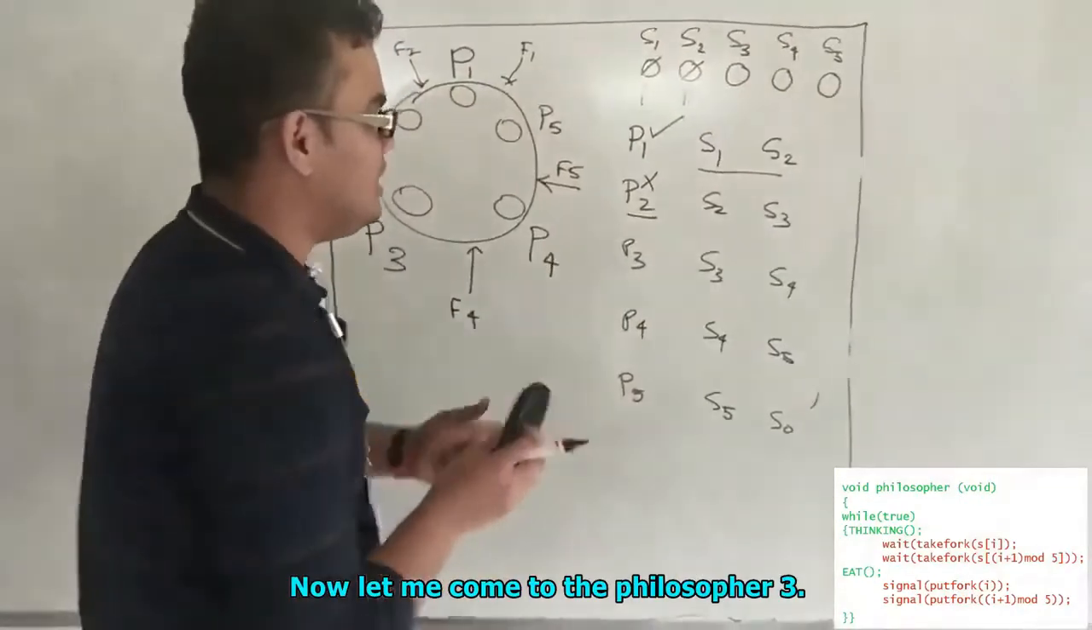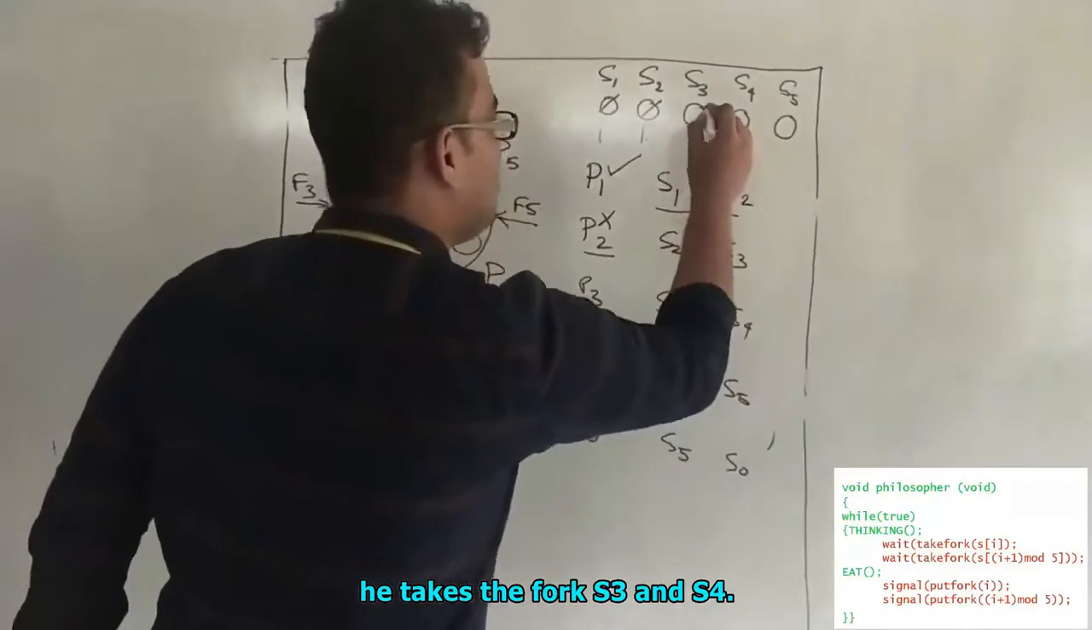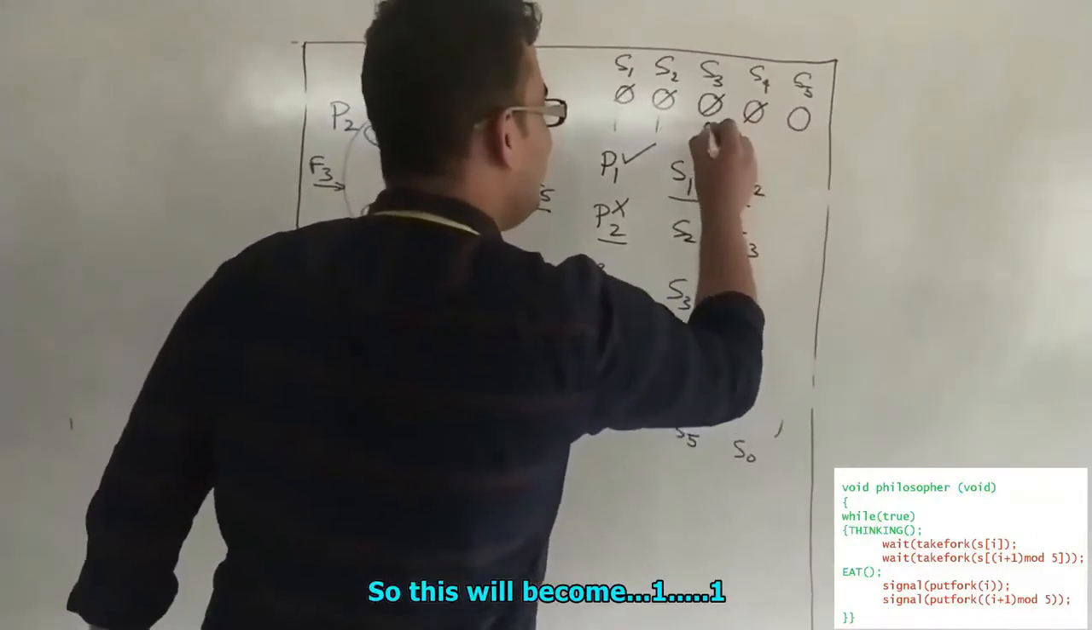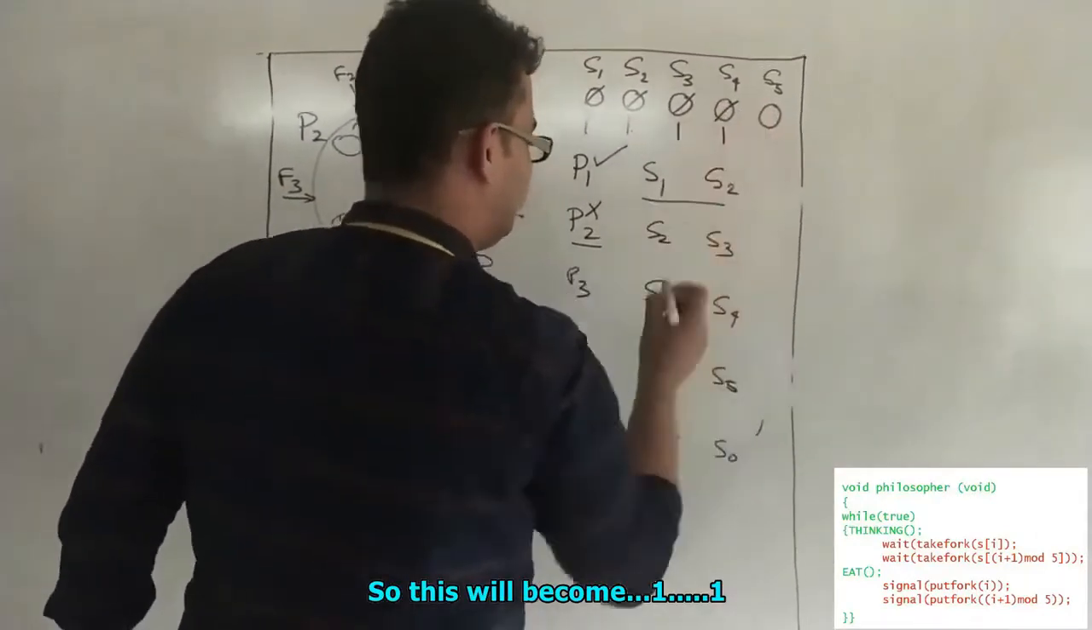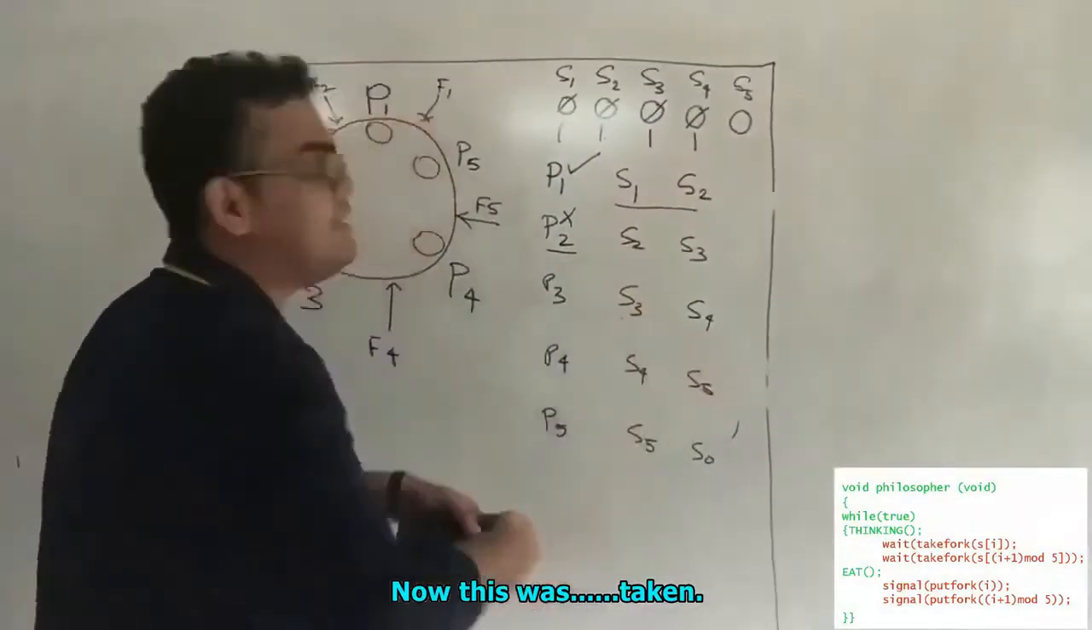Now let me come to philosopher 3. He takes the forks S3 and S4. So these will become 1, 1. Now these were taken.